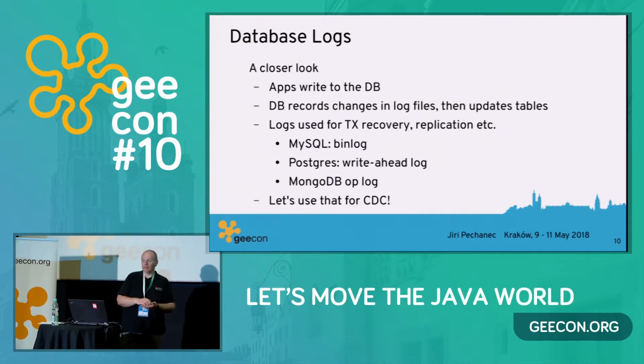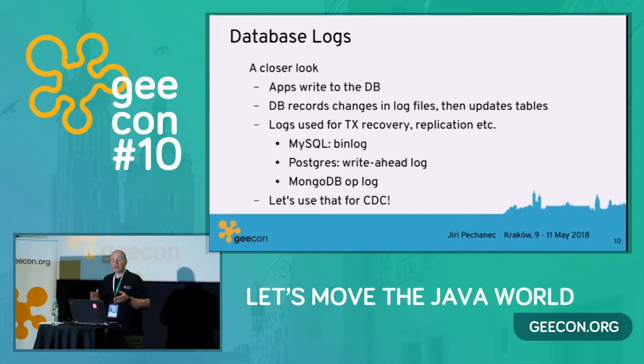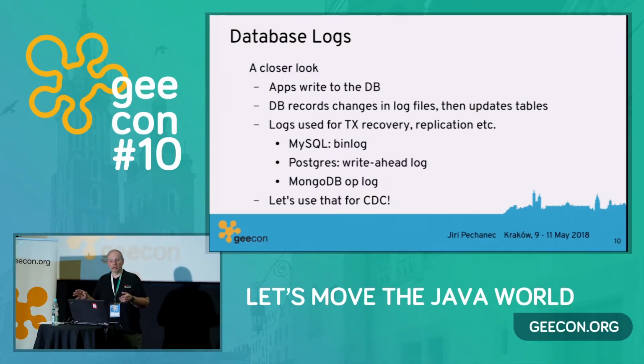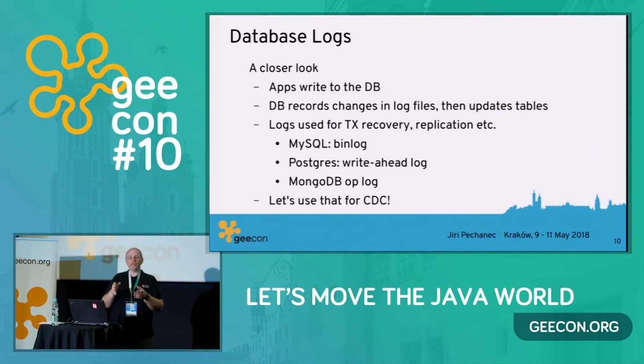And this log file is used also for replication. So for MySQL, this log is called bin log, and the replication works in that way that the changes from the bin log are sent over the wire to the replicas. In case of Postgres, it's so-called write-ahead log. It's again a different name, but the principle is the same.